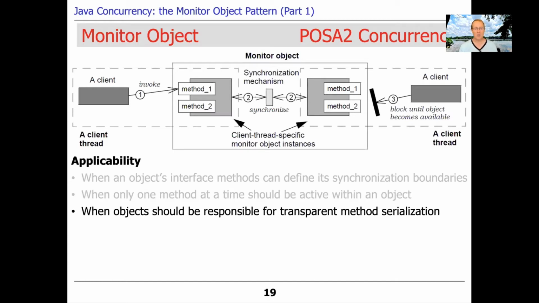And then we also want to do this when the objects should be responsible for transparent method serialization. You make the method calls in whatever order you do, and then the object is responsible for making sure things run in the right order. For example, you don't allow a method to run to take something from the queue if the queue is empty, right? That's something that the object can coordinate on your behalf.